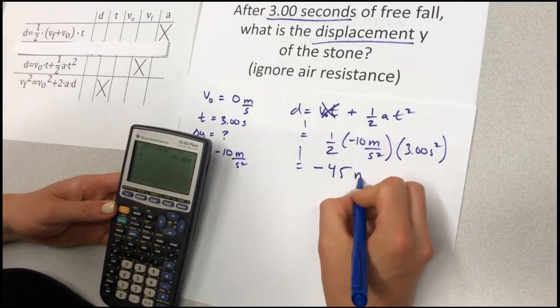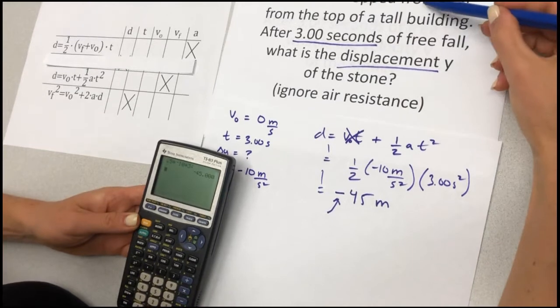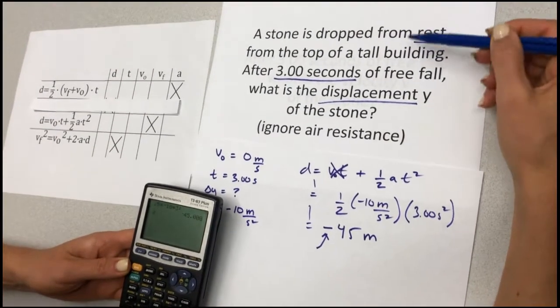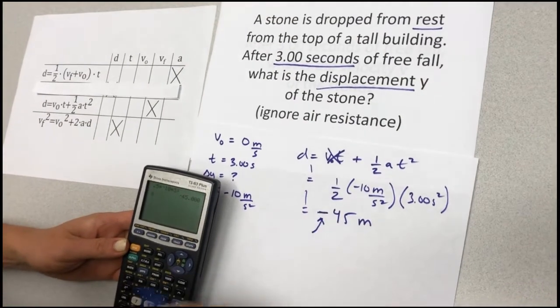displacement. We're talking about meters here, and this negative here, what does that mean? Well, it makes sense because we drop the stone, which means it's falling. So that negative sign in front of it gives us a direction.